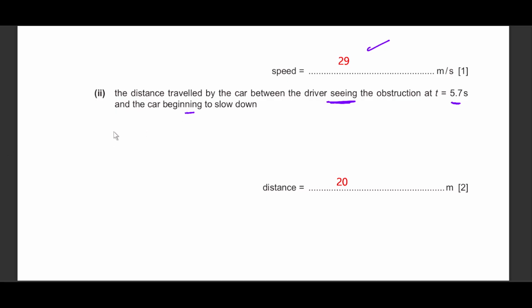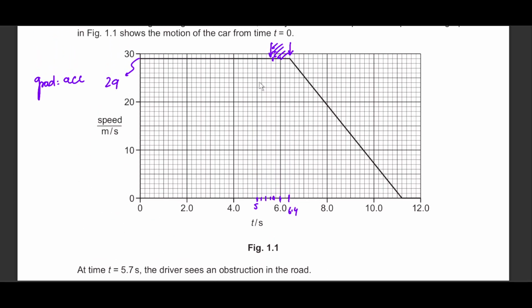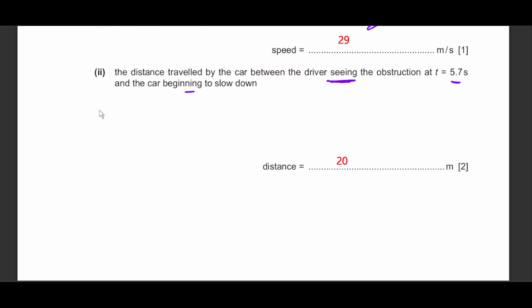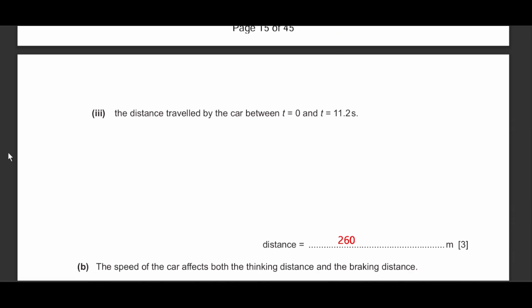So it will be simply the area under the graph in this section, roughly from this to this, all connected like this. So this is going to be 29 multiplied by 6.4 minus 5.7. This will be 20.3, which up to two significant figures is 20.